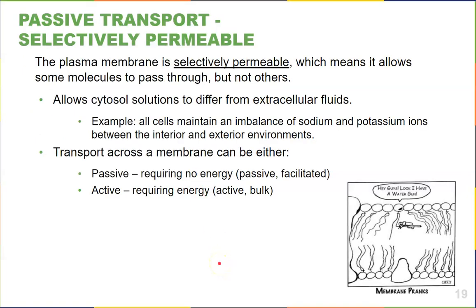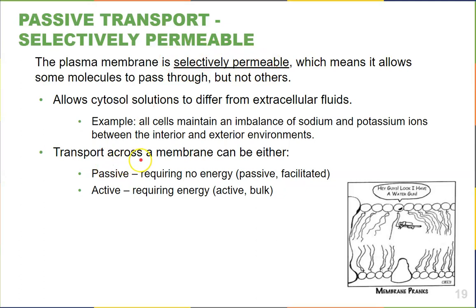Okay, so passive transport happens on its own. Typically, the plasma membrane itself is selective. It's selectively permeable, so it's only going to allow certain things in and out of it. So the cytosol solution will be different from the exterior or extracellular solution. So the interior of the cell is going to look different from the exterior of the cell, and that's due to its selectively permeable nature.